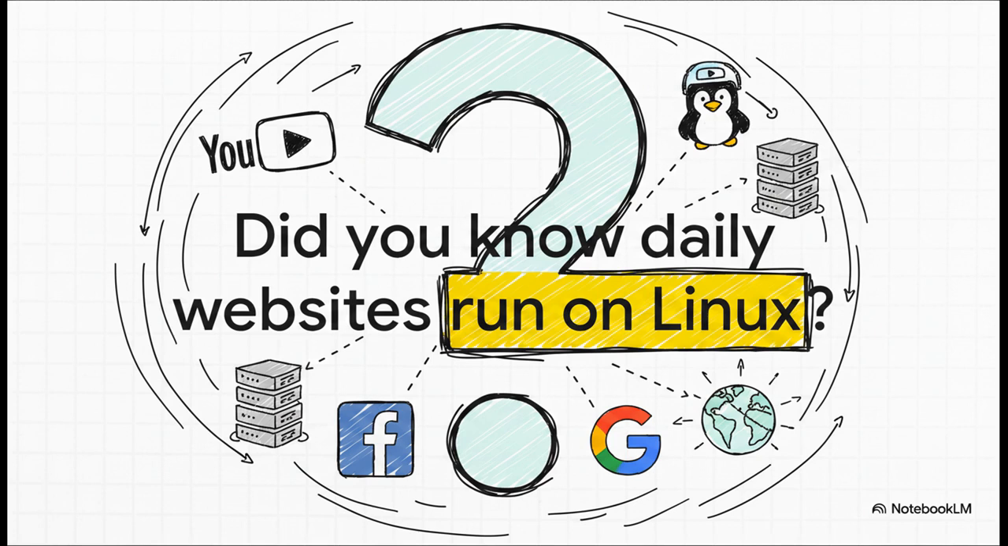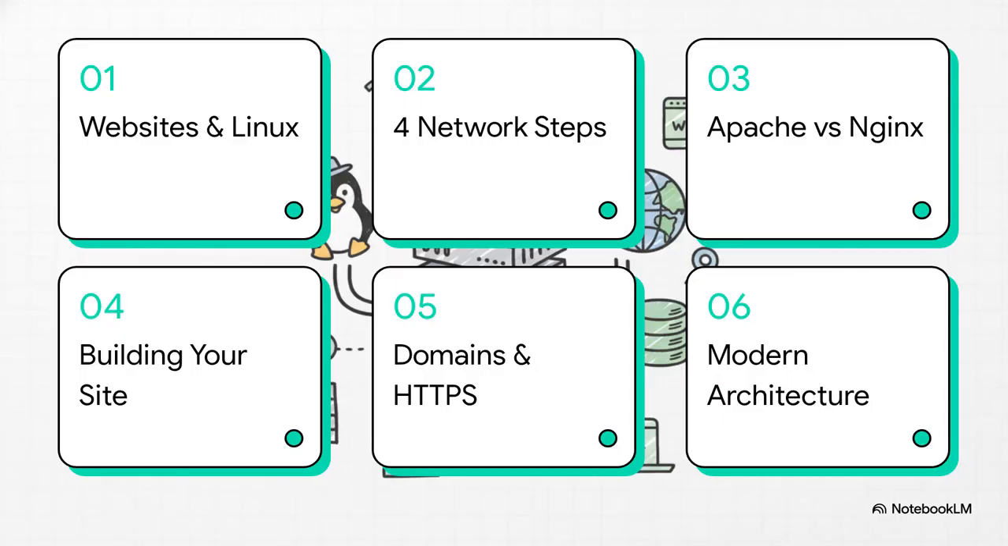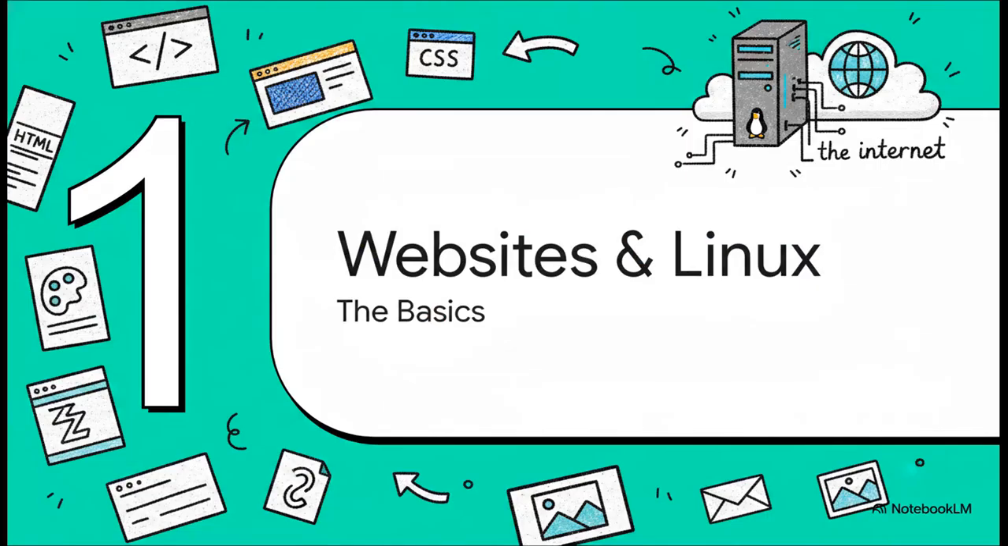In fact, a lot of engineers really only click with how the network world operates after they've built a site from scratch themselves. Here is our roadmap for this explainer. We're going to cover websites and Linux basics, the 4 network steps, Apache versus Nginx, practically building your site, domains and HTTPS encryption, and we'll wrap up with modern web architecture. Let's dive right in. Section 1, Websites and Linux Basics.